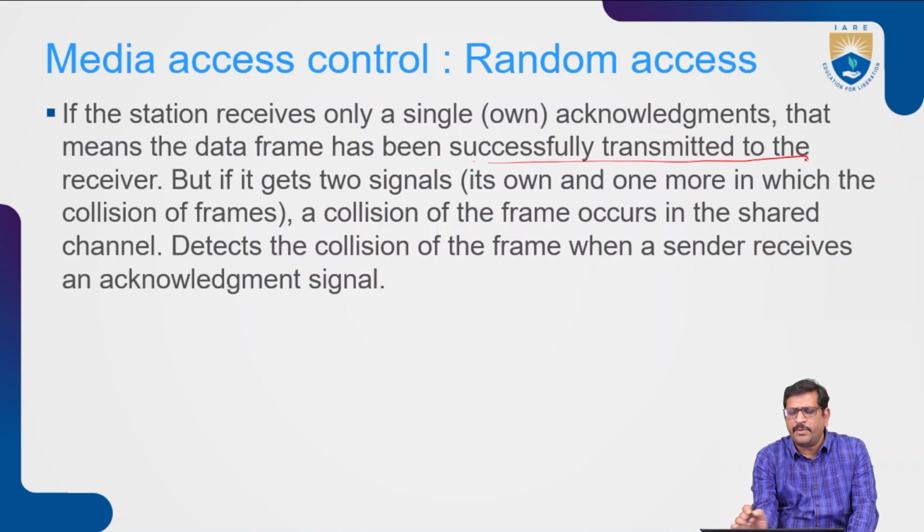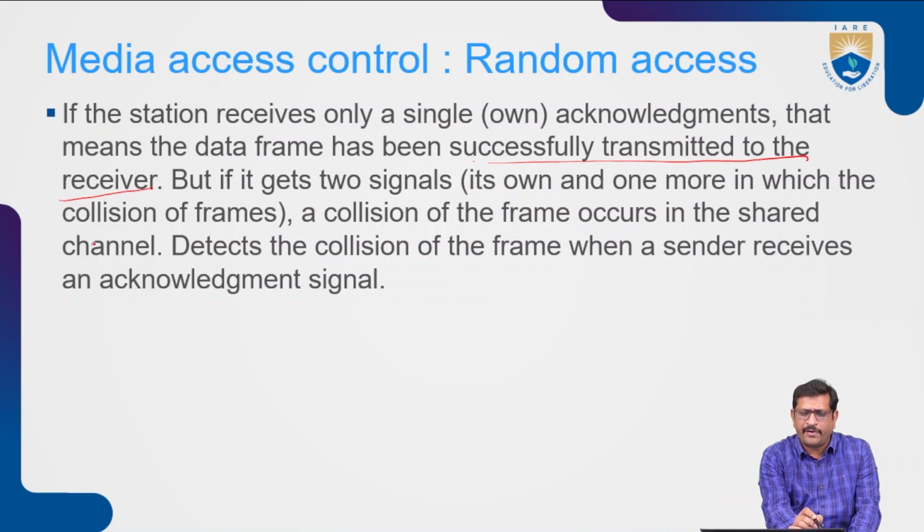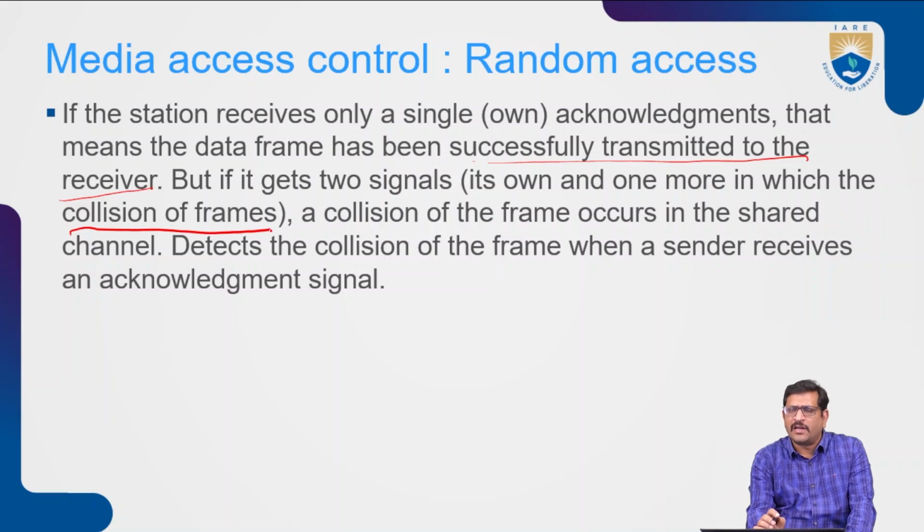Suppose the sender is sending data to the destination. If it receives a single acknowledgement, it immediately understands that the data was successfully sent. But if it gets two signals along with the acknowledgement, a collision of frames is detected. A collision of the frame occurs in a shared channel.